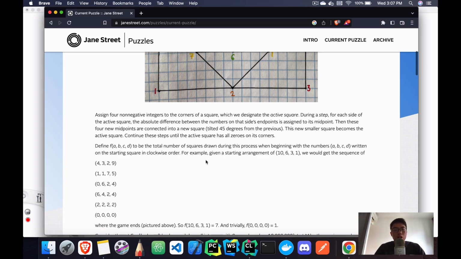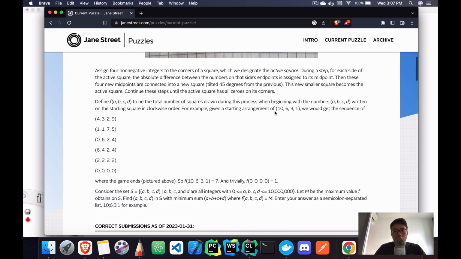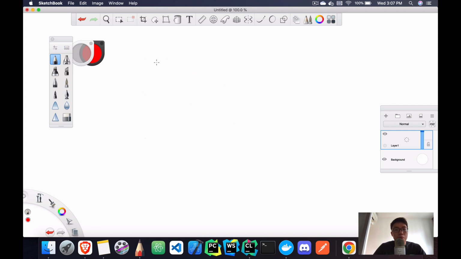Okay, hello everyone. So today in this video, we will be going through this particular JSheet puzzle in January 2023. So what we have right now is that the problem begins with a tuple of four numbers, four non-negative integers. So let's say our initial number is 10, 6, 3, 1.